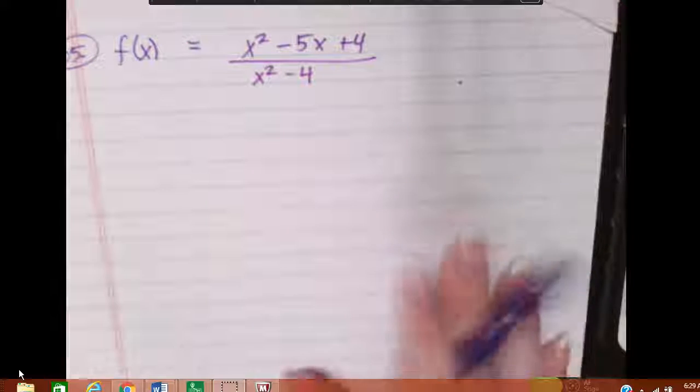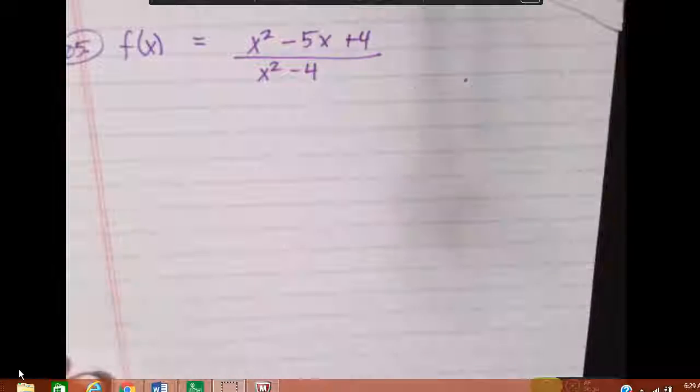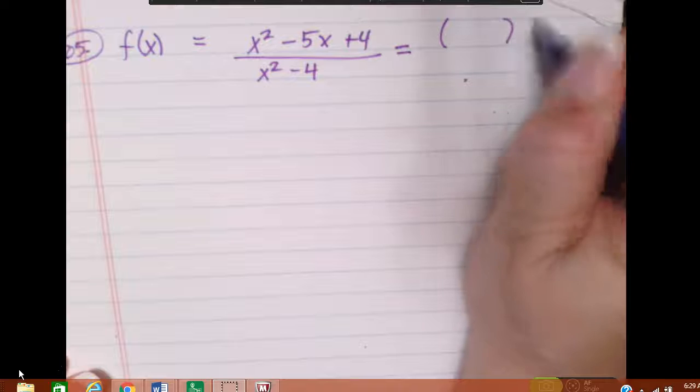Okay, last one, number 65. Let's see what we're getting into. Finding asymptotes and holes, find vertical, horizontal, slant, and holes. So let's look at 65. What kind of a function is that? I hope it's a factorable function. x squared minus 5x plus 4 over x squared minus 4. So this function definitely factors. So let's go ahead and break that down.